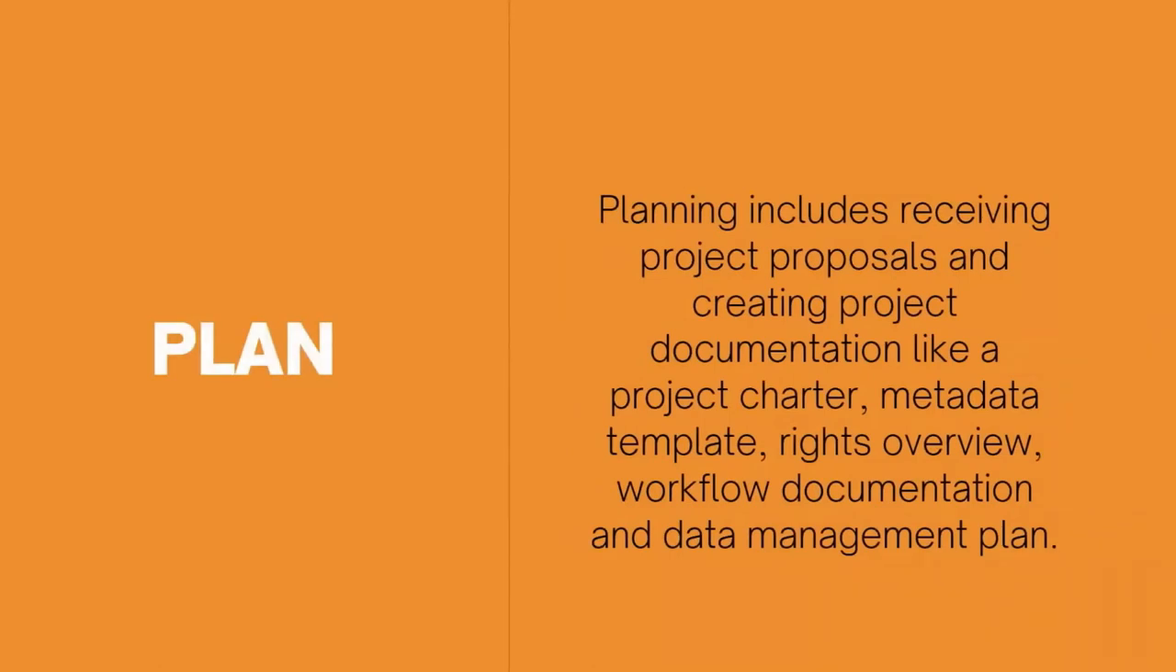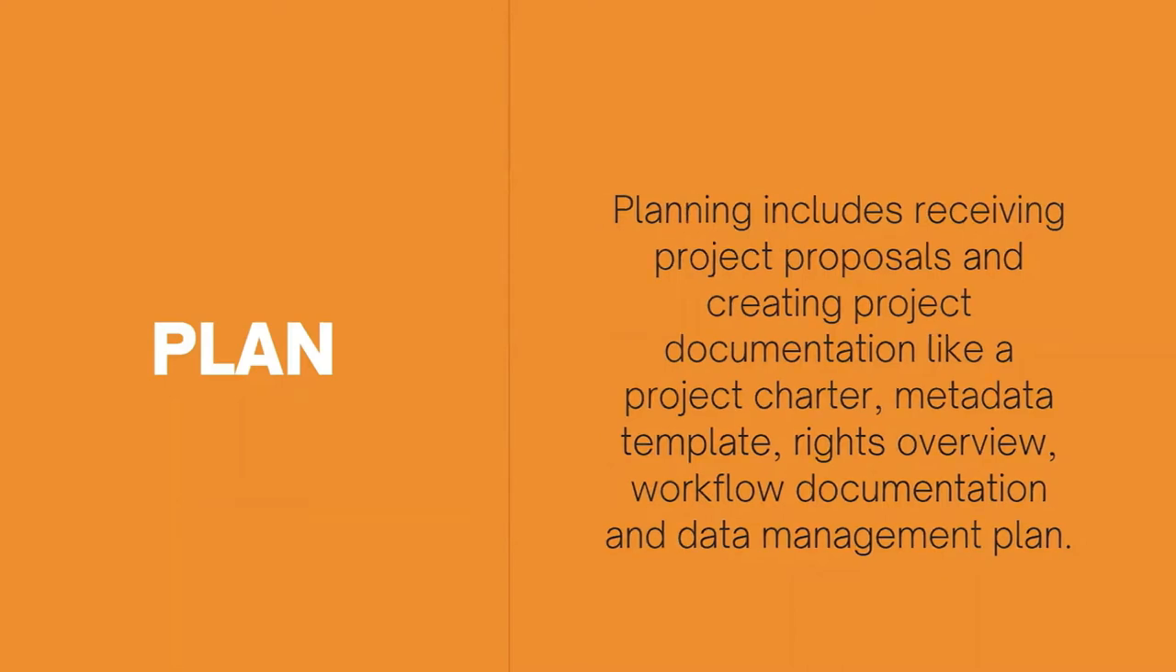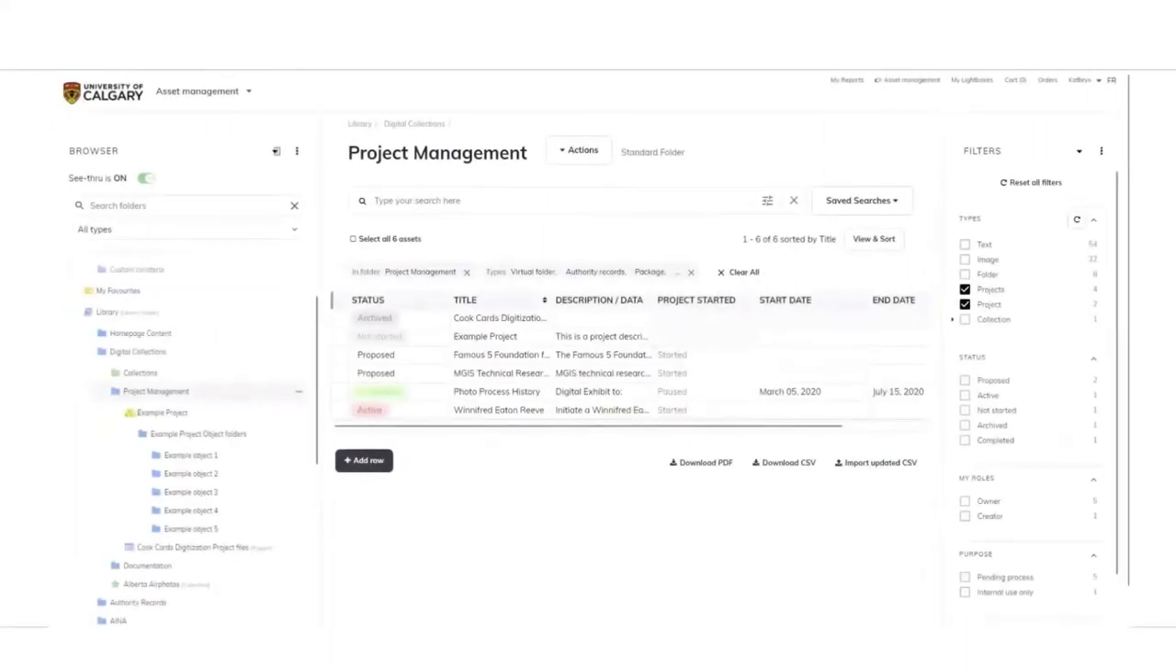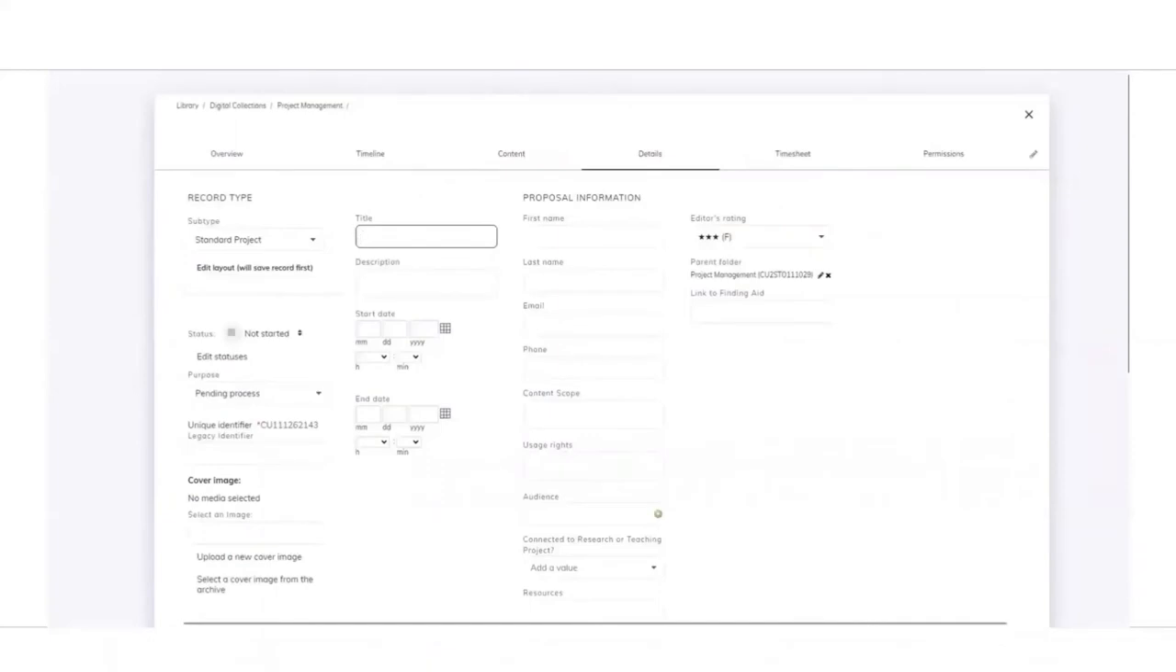When we plan a new digital collections project, we receive project applications or intake applications and create project documentation like a project charter, metadata templates, rights overview documentation, workflow documentation, and a data management plan. In Cortex, we're able to create unique assets, to capture information as we need to for different types of objects. So we created a project asset to capture information about new digital collection projects for our planning stage and throughout project activity. You can see all of our projects at a glance in this grid-like view and get an overview of project statuses. New projects can be submitted through a web form interface, giving us initial intake information.